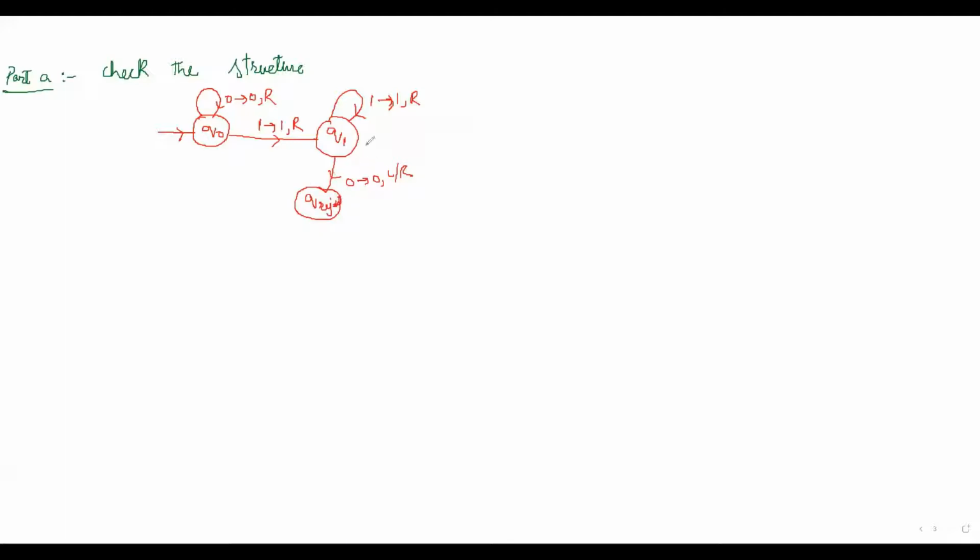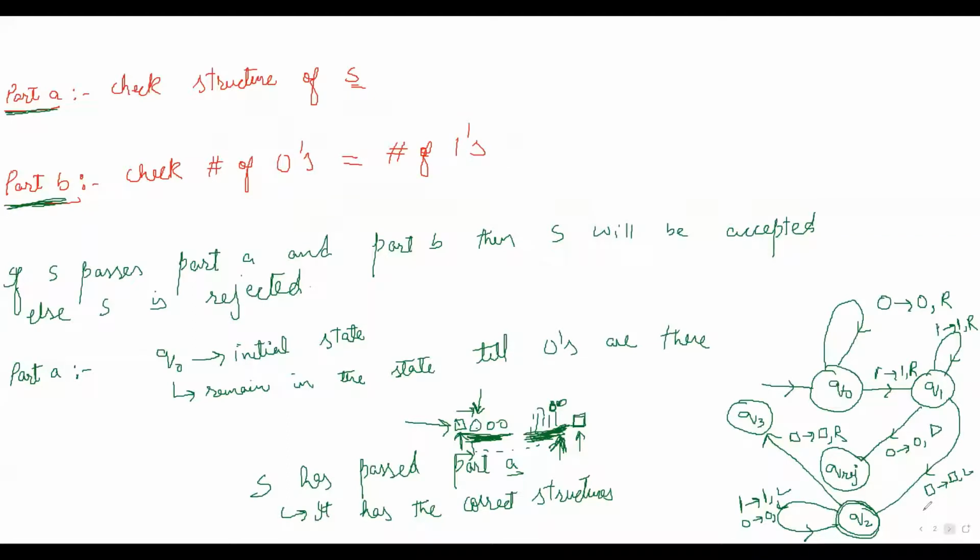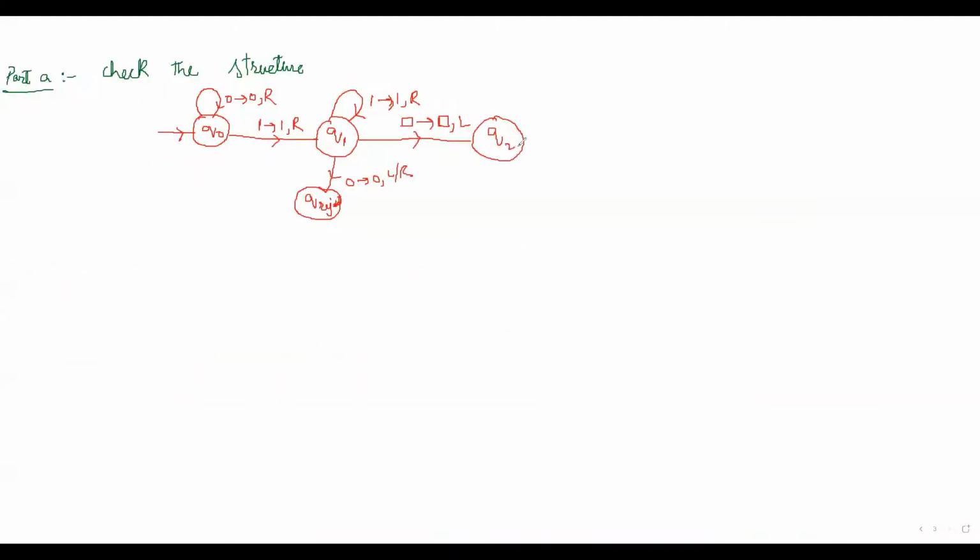Okay. However, if blank is coming here, blank means the structure is in the correct format. I will move left. So this is my state Q3. What was the name? State Q2, sorry. Now Q2, that means I have completed the structure. Now I should move to the initial point of the string. So this is how we will move to the initial point.